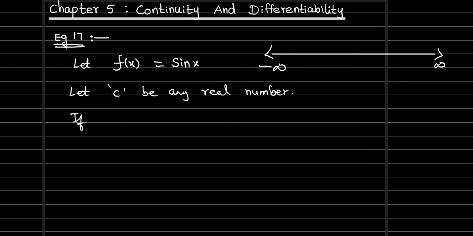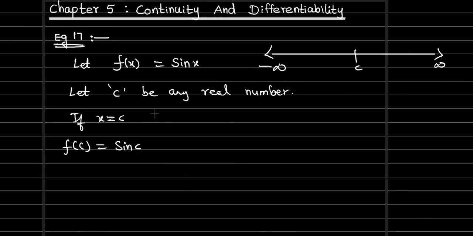Now, if x equal to c, what happens to the function? I am substituting the input as c. What happens to the function we are going to test now? If x equal to c, c is any real number, so it's between minus infinity to positive infinity. Now, f of c value equal to sin c.